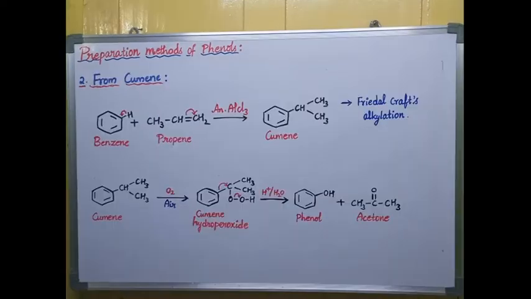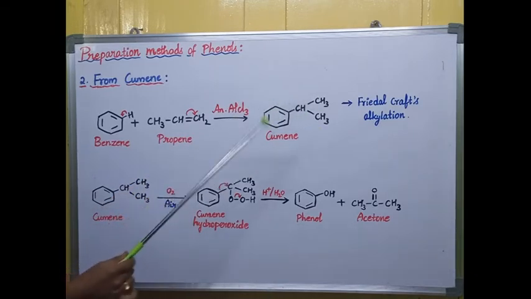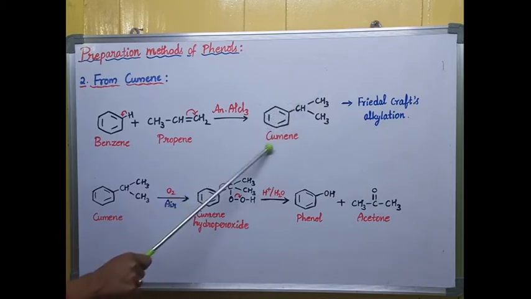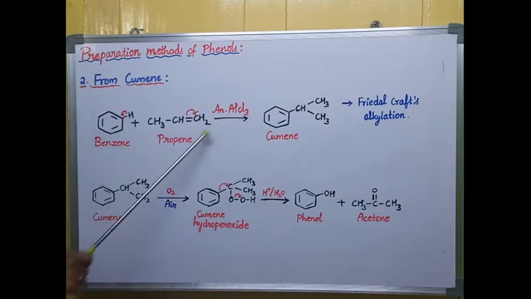Let us see the second method of preparation, that is from cumene we can prepare the phenols. So what is cumene? How can we prepare cumene? Cumene is nothing but isopropyl benzene. The benzene ring attached to the isopropyl group is called cumene. By reacting benzene with propene, we can produce cumene.